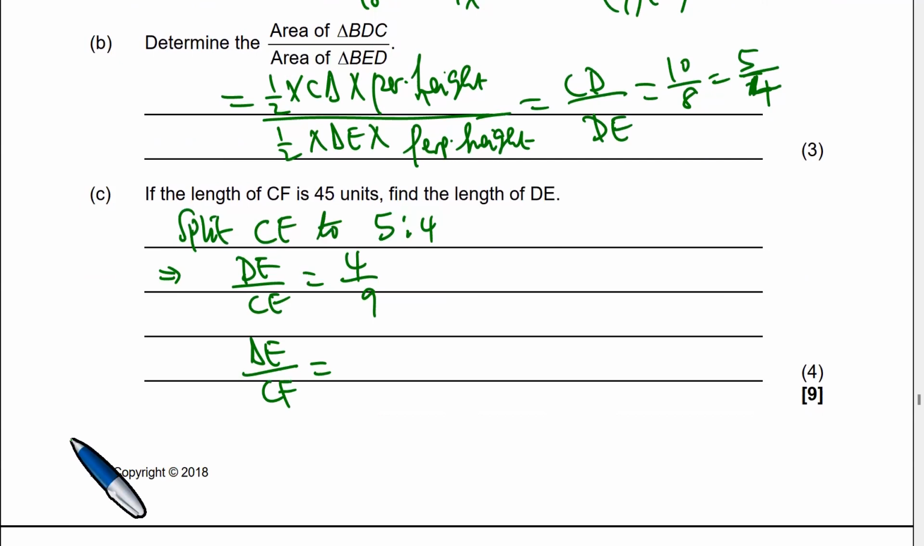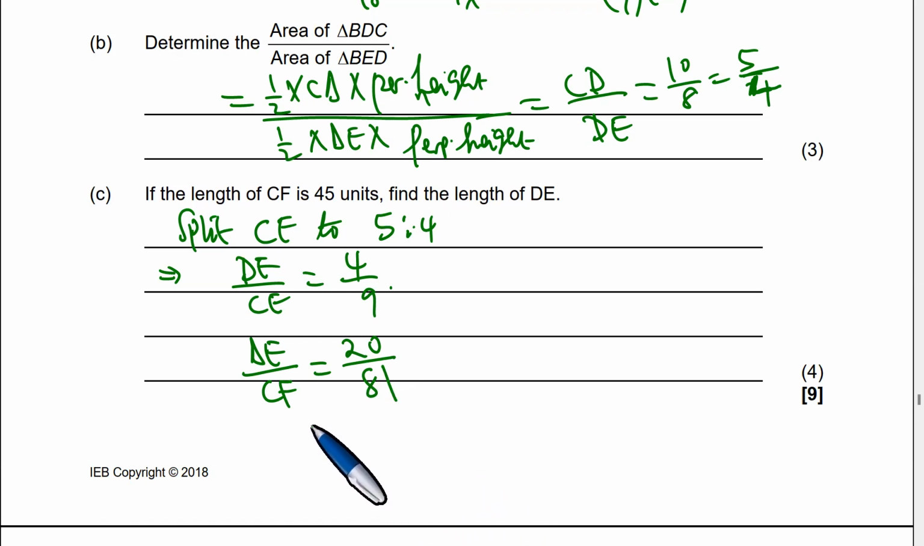So the ratio of DE to CF, you can always check that, it's going to become 20 out of 81. If one considers the use of these two, it's going to be 20 out of 81.